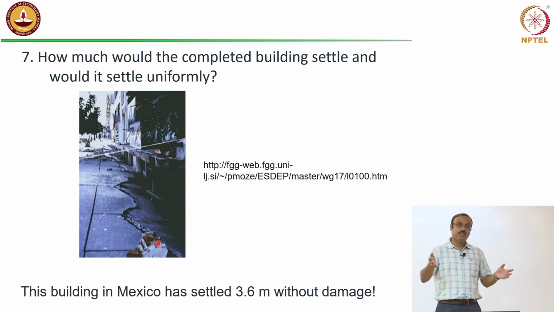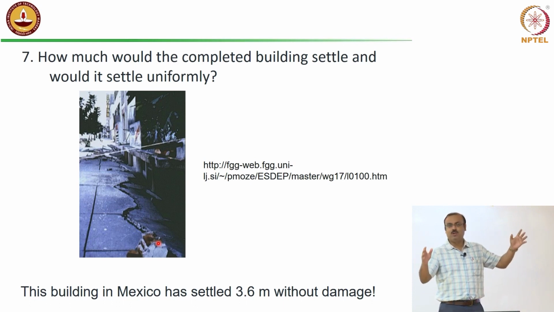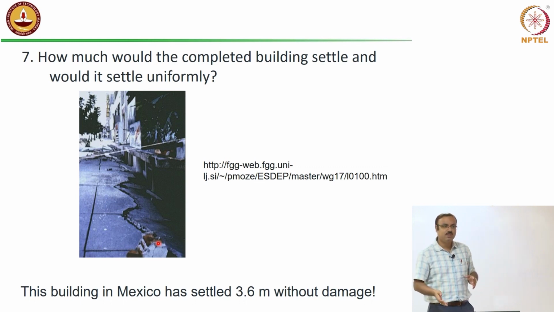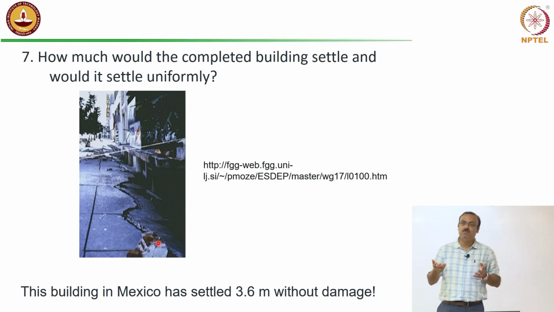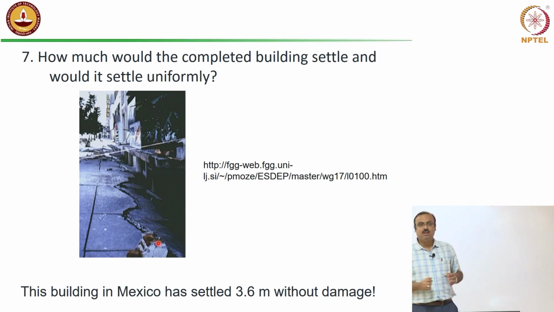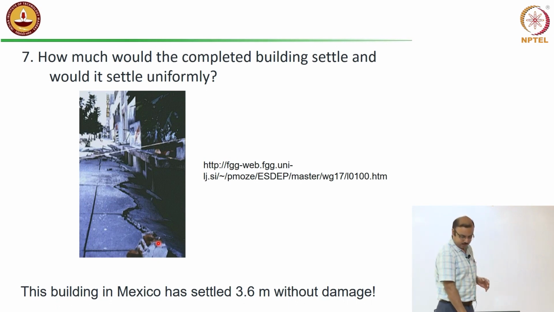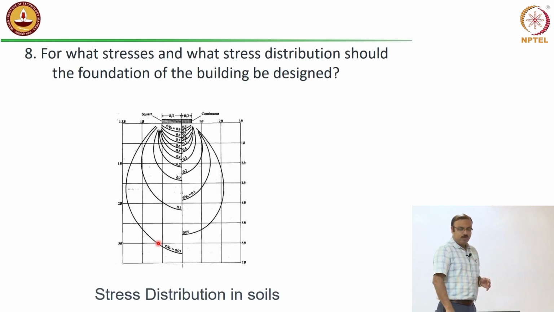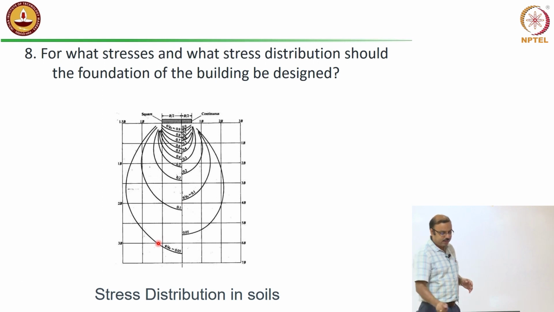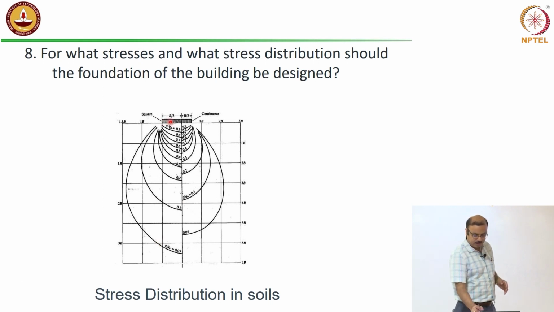Now, if it does not settle uniformly, then that is even more of a problem. That means one part is not settling, the other part is settling. What will happen? The thing may tilt, it may break the beams and columns, because beams and columns will not be able to take the additional moments coming. So, how do we analyze the stresses below a foundation? Let us say this is our foundation.